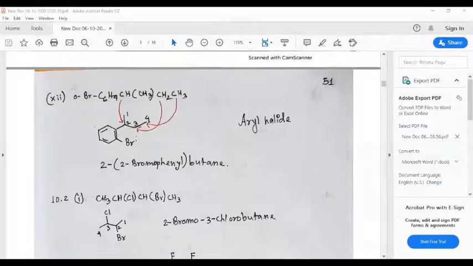Sorry, this benzene ring is attached at the 2 position of this alkyl chain, and this is 2-bromophenyl. 2-bromophenyl at the 2 position of the alkyl chain. 2-bromophenylbutane. It's an aryl halide.